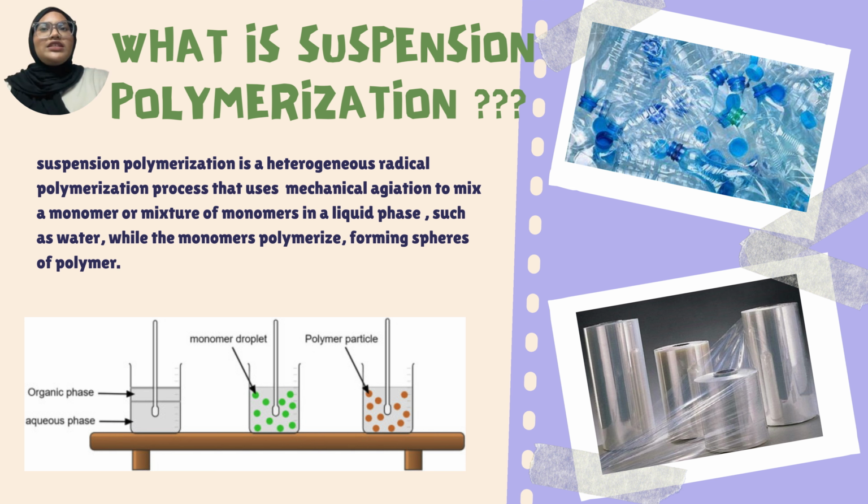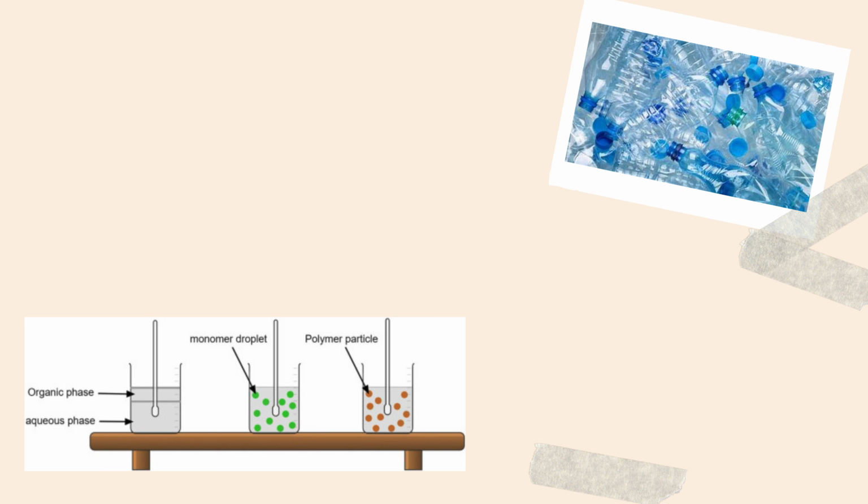Suspension polymerization is a heterogeneous radical polymerization process that uses mechanical agitation to mix a monomer or mixture of monomers in a liquid phase, such as water, while the monomer polymerizes, forming spheres of polymer. For example, ethylene gas is mixed with water, forming small droplets of the monomer suspended in the water. This polymerization happens inside these droplets, turning ethylene into polyethylene.